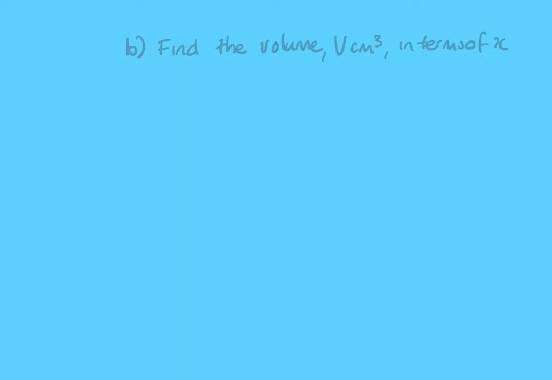Okay, part B says to find an expression for the volume in terms of x. So we know the volume of a cuboid is just length by width by height, or area of the base times height is another way to do it. And so we just worked out our length was 3x, our width was 500 minus 5x, and our height was 2x. Now I'm just going to rearrange that a little bit. So I've got 6x squared times the bracket 500 minus 5x. So that is our volume formula in terms of x. And you can see if you expand it out, it would be a cubic.